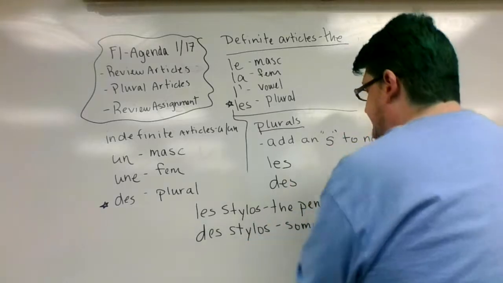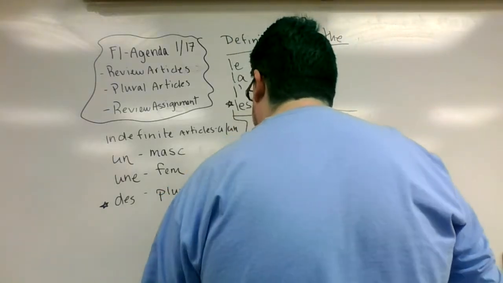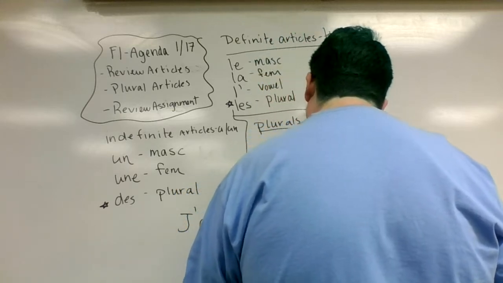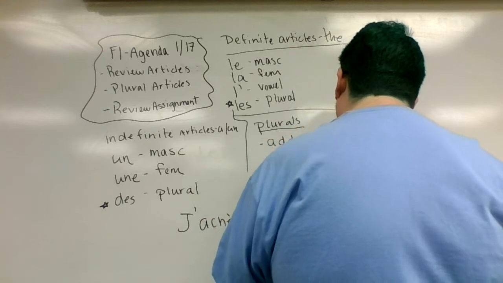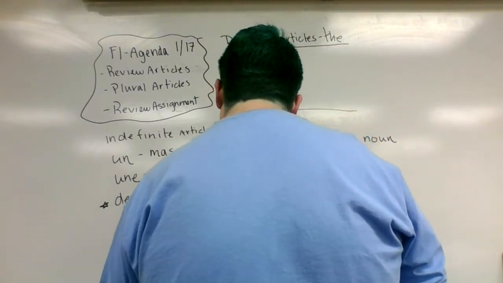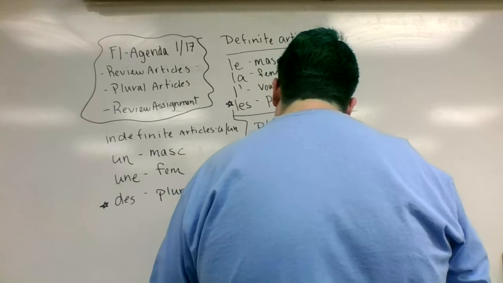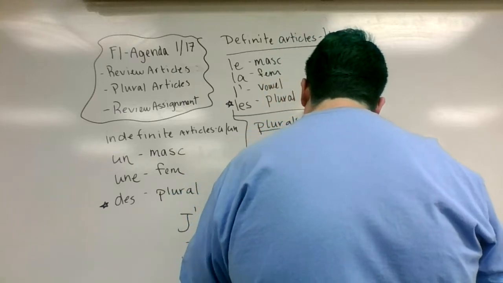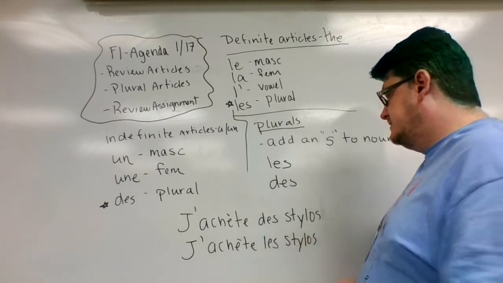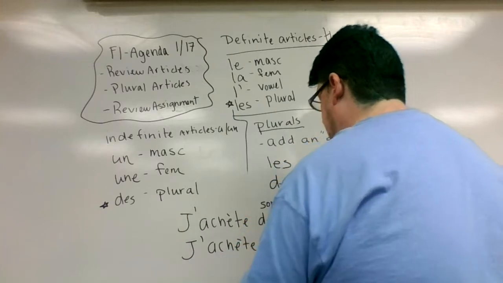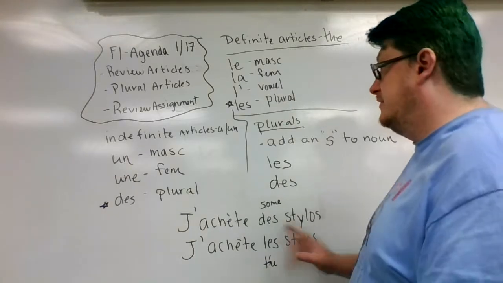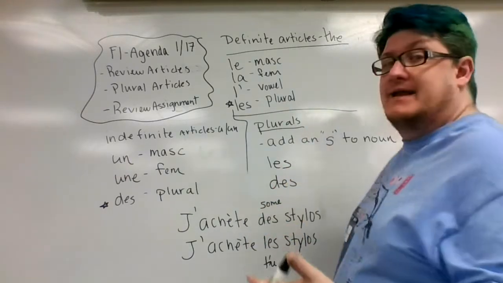How you would use this, you could say something to the effect of j'achète des stylos. I am buying some pens, as opposed to j'achète les stylos. I am buying the pens. So that's the difference. I am buying some pens, right? I am buying the pens, okay? So that's the big difference between those two. Again, when it's plural, you just add an S.